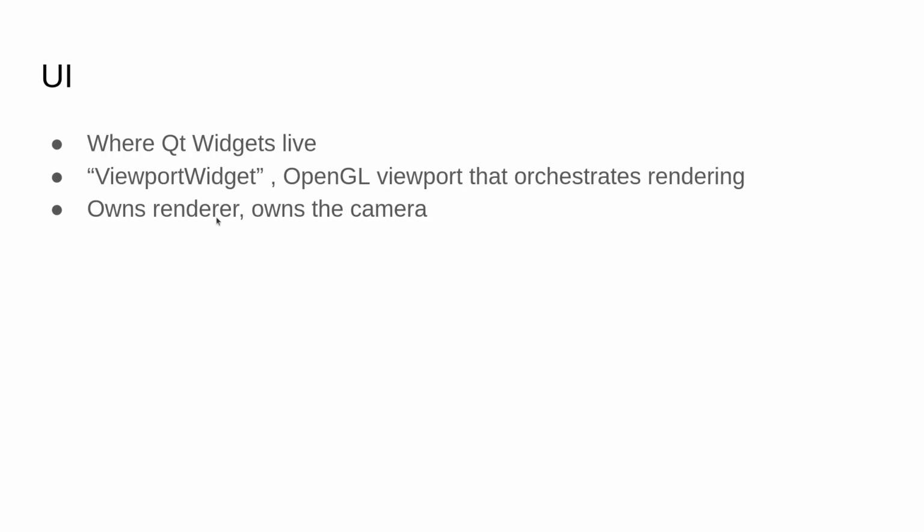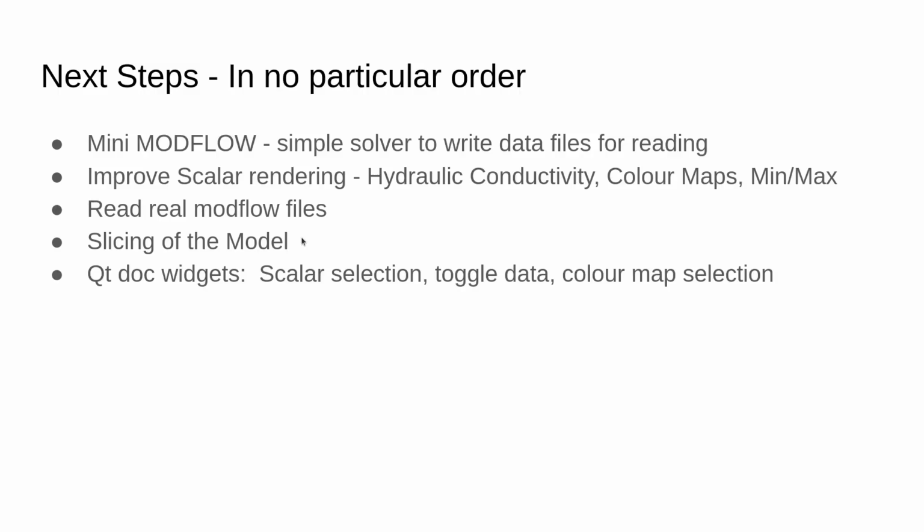The UI layer, which I've yet to really do too much with, is where the Qt widgets are going to live. So if you're familiar with the Qt framework, it's a graphical user interface framework that's really popular for C++. The idea is you have a bunch of widgets, you drag and drop stuff onto a screen, and you could have little buttons to press. Actually, I'm just going to go back. And in that, we have the viewport widget, so that's actually the window that shows up and orchestrates the rendering. And it owns not only the renderers, but the camera class, which is so important.